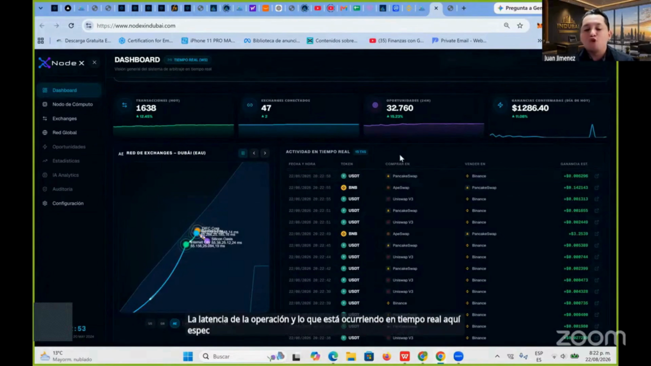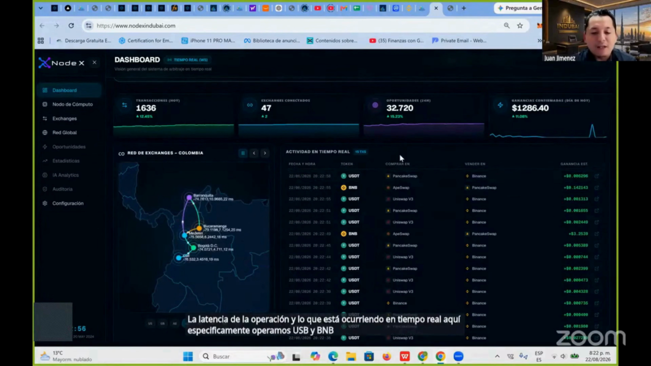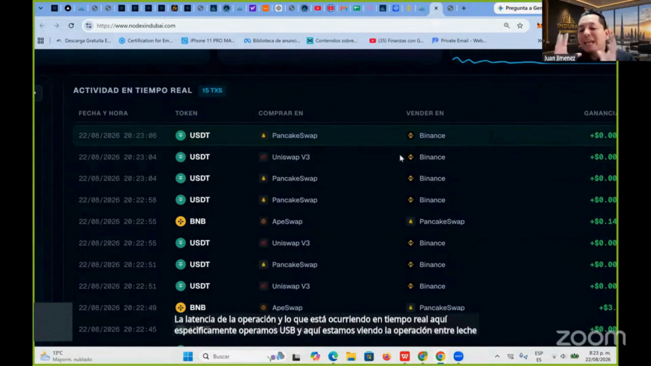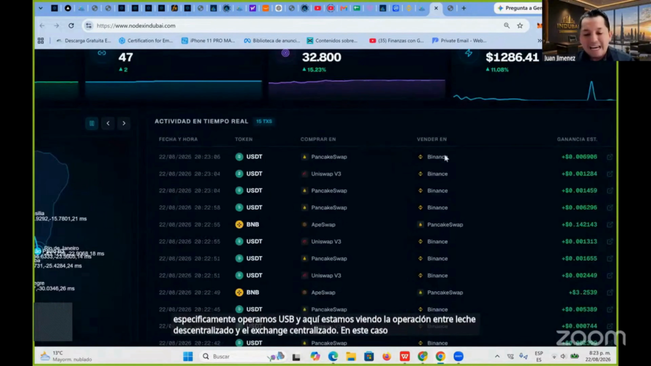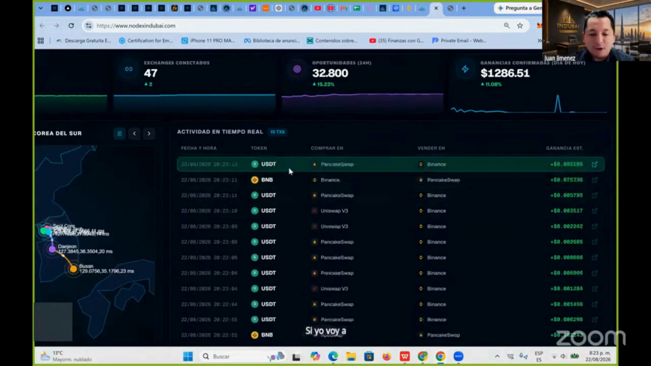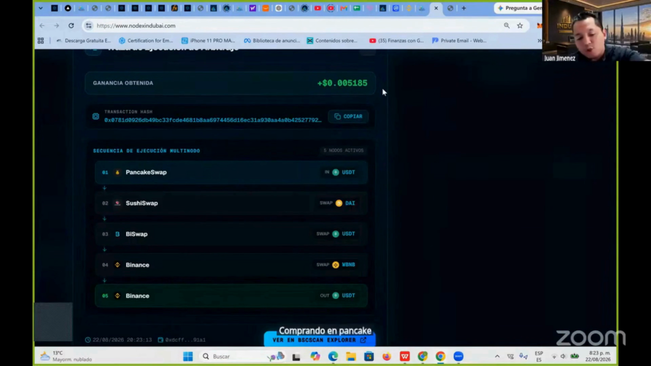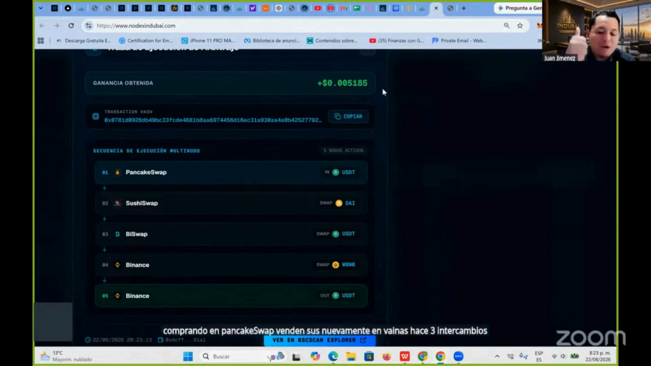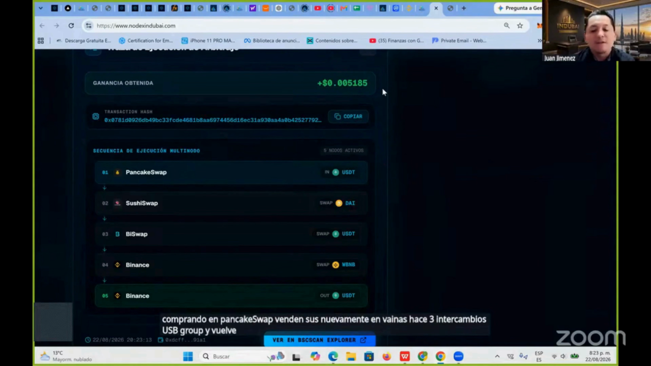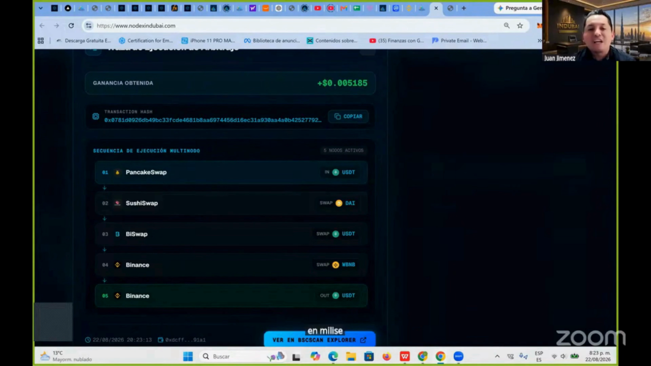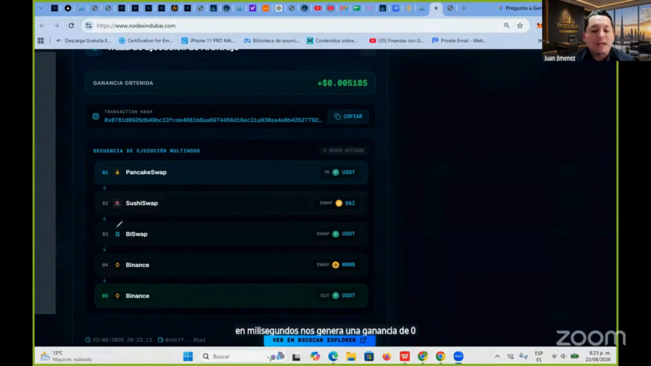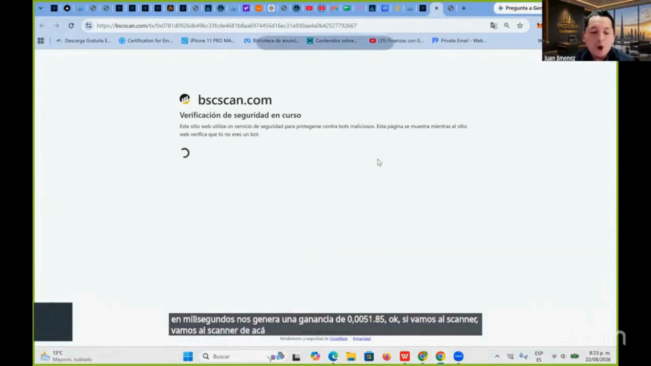Here specifically, we operate USDT and BNB, and here we are seeing the operation between the decentralized exchange and the centralized exchange, in this case, Binance. If I go to the operation, for example, here, it tells me the route it is taking. It is buying on PancakeSwap, selling on SushiSwap, BitSwap, and again on Binance. It makes 3 exchanges: USDT, DAI, USDT, grab BNB, and returns to USDT again. And that exchange that happens in milliseconds generates a profit of 0.005185, okay?